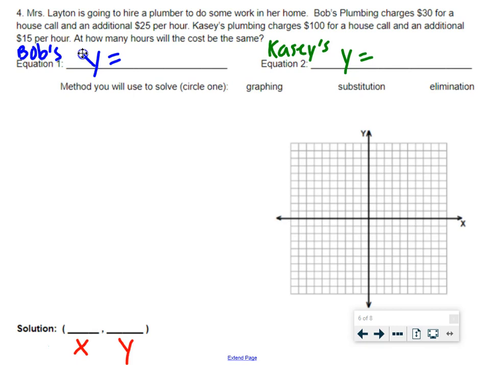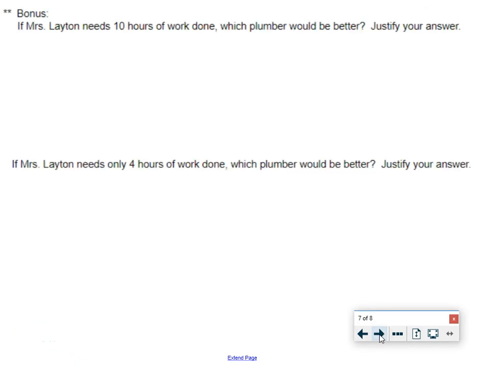And then on this problem, you have some bonus questions. Bonus question 1. If Mrs. Layton needs 10 hours of work done, which plumber would be better? So remember, hours in our problem was going to be the x variable. So we're saying if x equals 10, which plumber would be better? Which plumber would cost less? Justify your answer. You can justify it by showing your work.